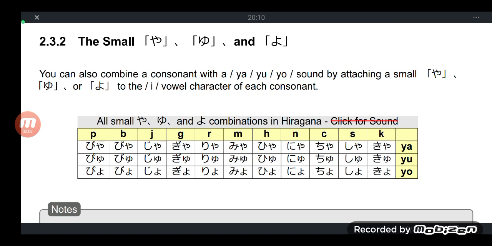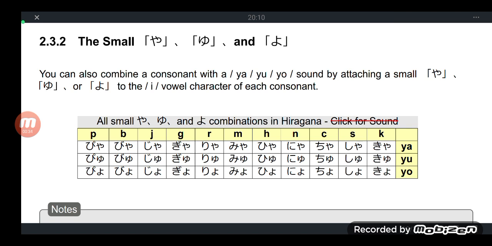Konbanwa is an expression that, when said in English terms, is the equivalent of good evening. You greet a person with konbanwa. Konbanwa is good evening. Okay. Konbanwa, minasan. Minasan is everyone.